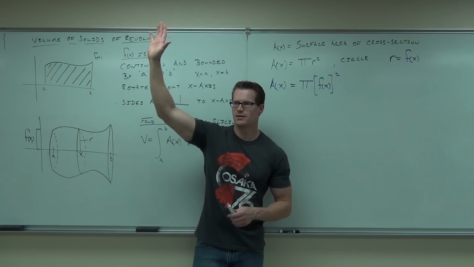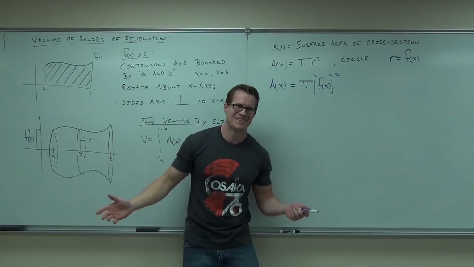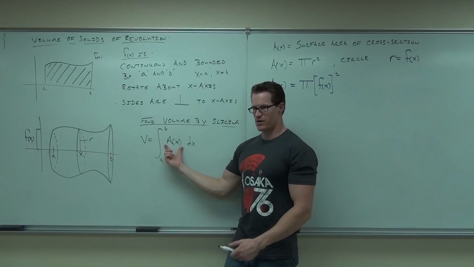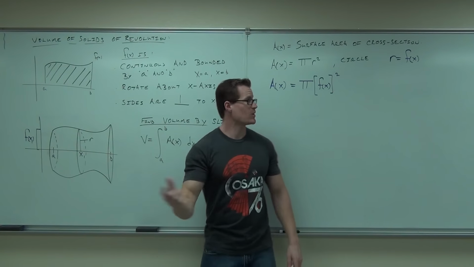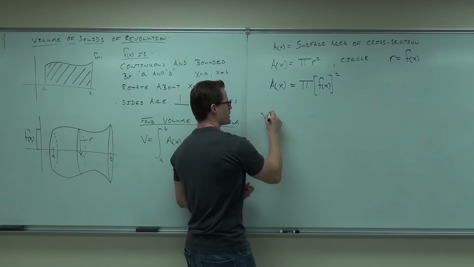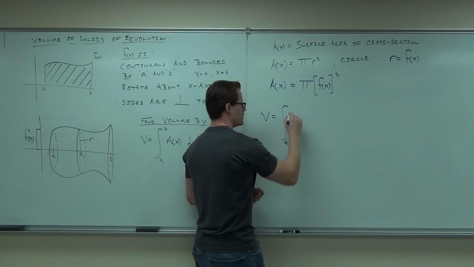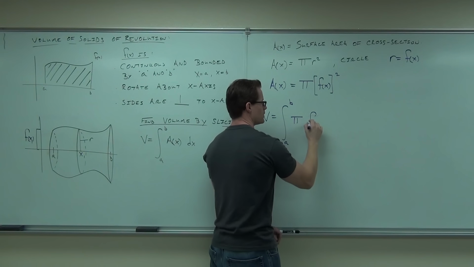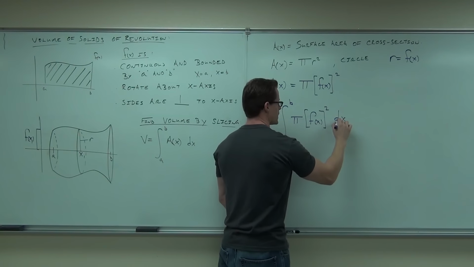How many were able to follow that? Hey, guess what? You're done. That is the method. Because look, what we were looking for is A of x, the area in relation to some variable x, and now we have it. This is in terms of x. What it says is, in order to find the volume by slicing, you go from where the interval starts to where the interval stops of pi f of x squared dx. And it says, you know what, it's not even that hard. It says you take your function, you plug it in, you square it, and you multiply by pi.